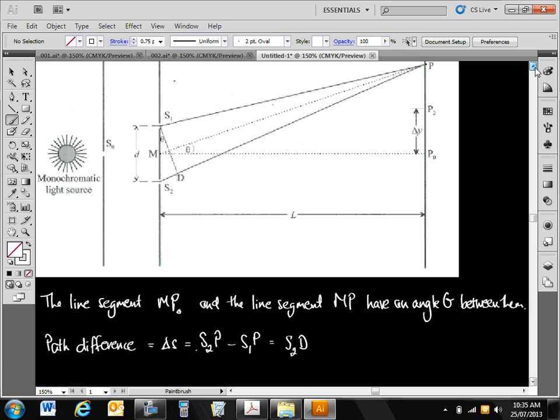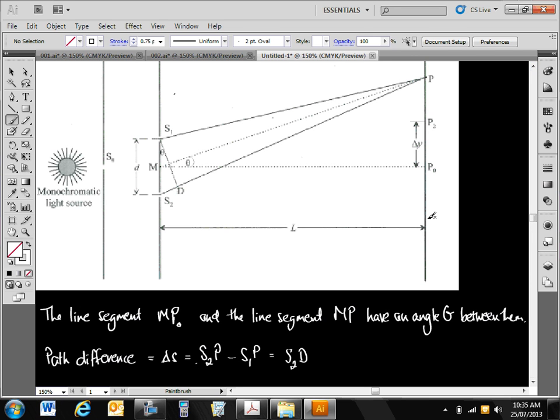Have a look again. Make sure you understand what I've just said. I've just shown the path difference there, that distance there, S2D. And it's just simply S2P minus S1P. We're left with this.